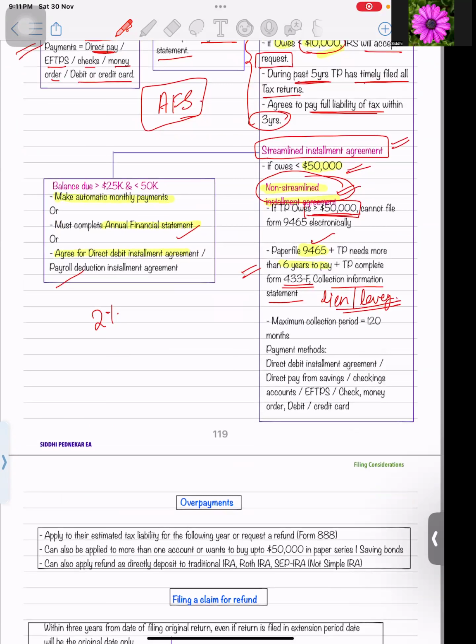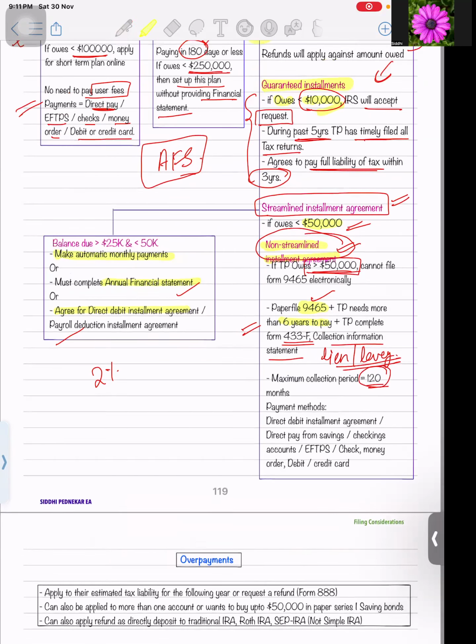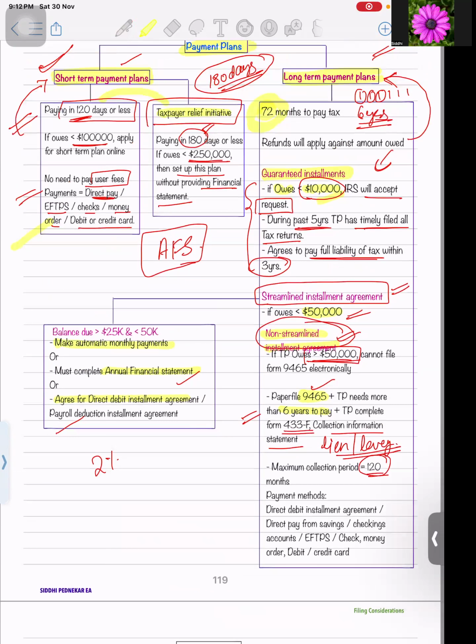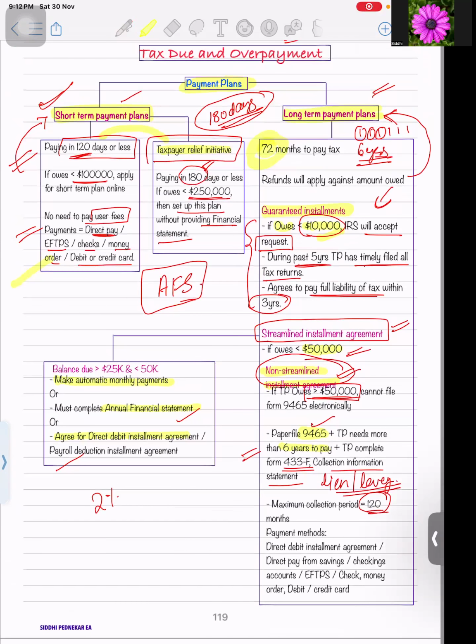Okay, now the maximum collection period is 120 months. This 72 months, if they want, they can extend it more, and they can recover everything within a maximum of 120 months. Okay, it cannot extend more than 120 months. Payment method, it is the same. Whatever payment methods are there in other installment plans, it's the same. Clear, guys? If you're not able to pay the taxes, then these are the two options. In the second one, we have two more, that is streamlined and non-streamlined plans. So please remember these plans. One-line MCQs can be asked, not in detail.